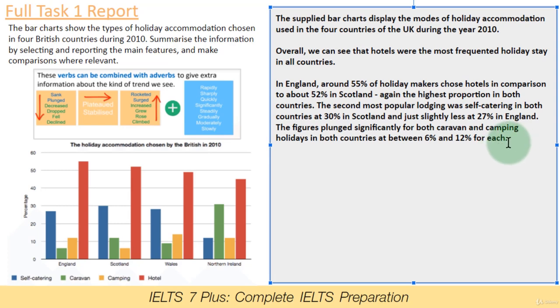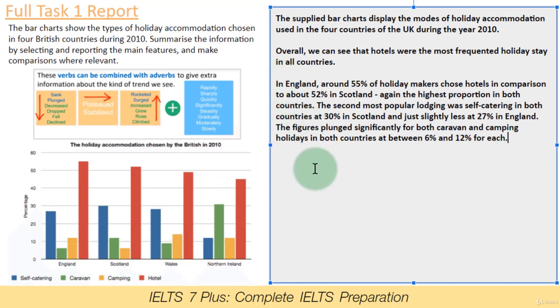Now, I'm not going into too much detail here. I'm not saying exactly which of these holiday types and in which country is at which figure. I'm just giving a bit of a general statement. The figures plunge significantly for both caravan and camping holidays in both countries at between 6 and 12% for each. I could add that, but I'm just going to leave that as I've already said it. It gives a good enough idea of caravan and camping holidays. I'm reporting the main features, of course. Okay, so that's England and Scotland done.